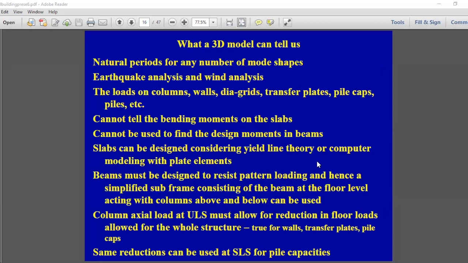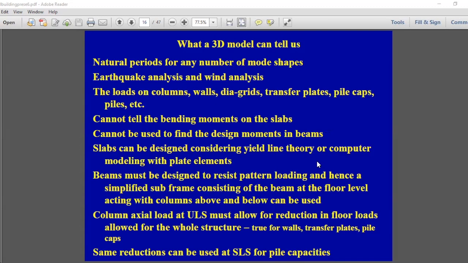Now let's look at, when we make a three-dimensional model of a building, what's the type of information we can gather from a 3D model? So when you make a 3D model, you will have columns, beams, slabs. You can even have transfer floors, and if you want, you can even model the foundation. So when you do all this, you can get some useful information once you do the analysis.